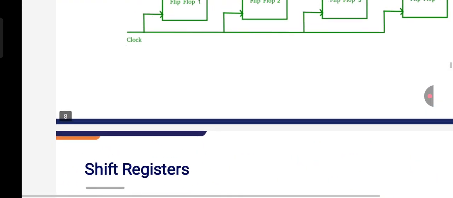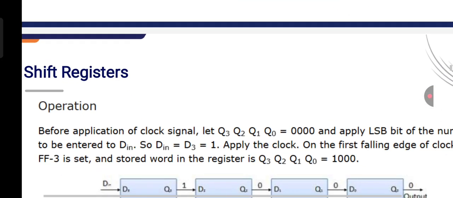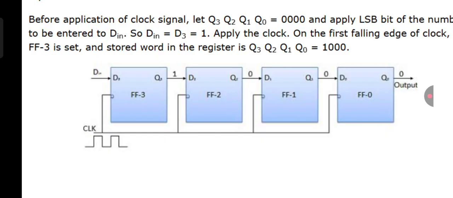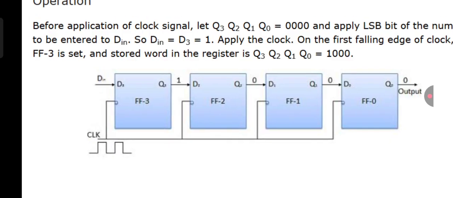Now we discuss the operation. Before applying the clock signal, initially all the flip flops are reset, so Q3, Q2, Q1, Q0 are 0, and we apply the LSB bit to D in. So D in is 1, the first bit is 1.